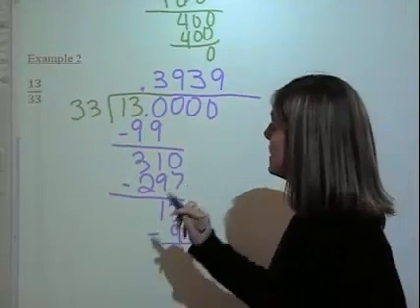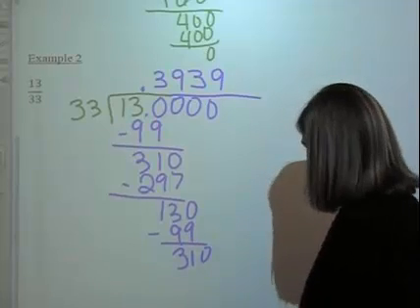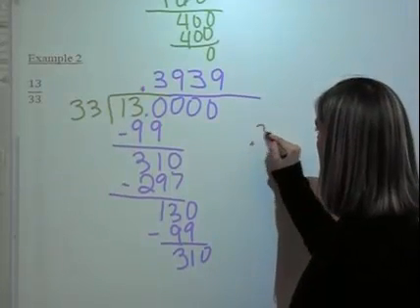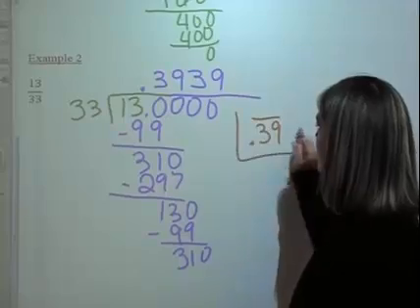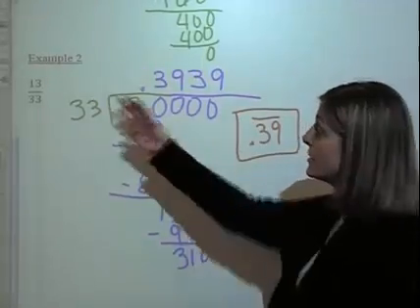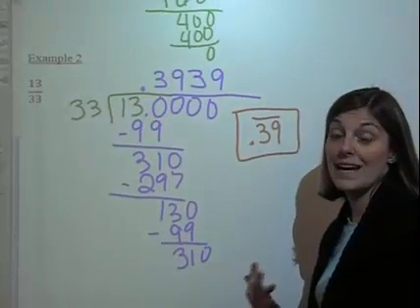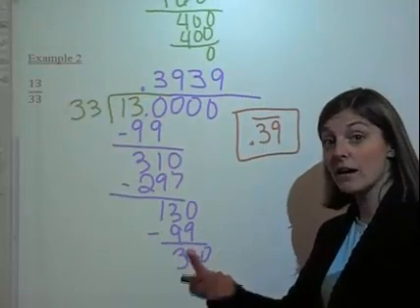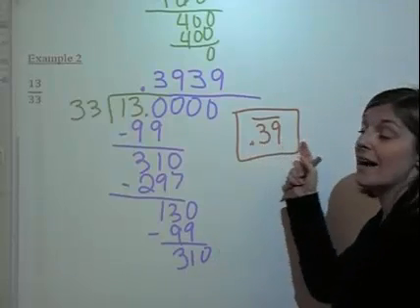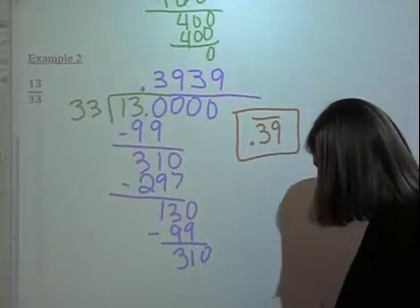So this answer is 0.39 with the repeating bar. Okay, so 13 33rds is 0.39 with the repeating bar over the 3 and the 9, because the 3, 9 as a pair are repeating. It would be 0.39, 39, 39, 39, and so on.